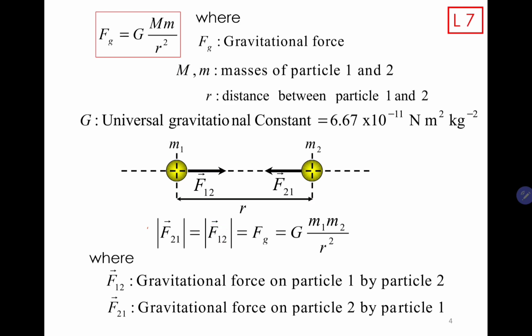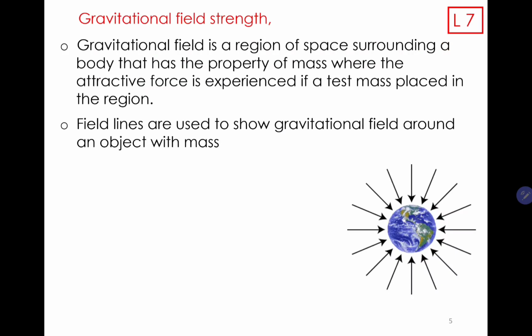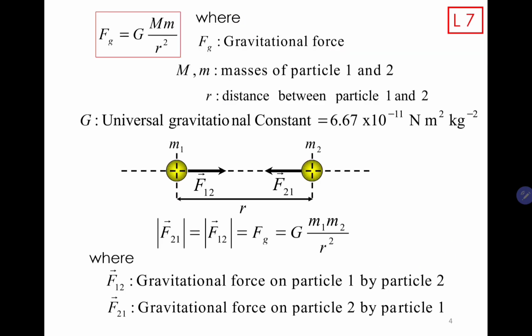Alright, next we continue with the gravitational field strength. This is Fg, gravitational force. So now we continue with the gravitational field strength. The symbol is Ag. So what is Ag actually?